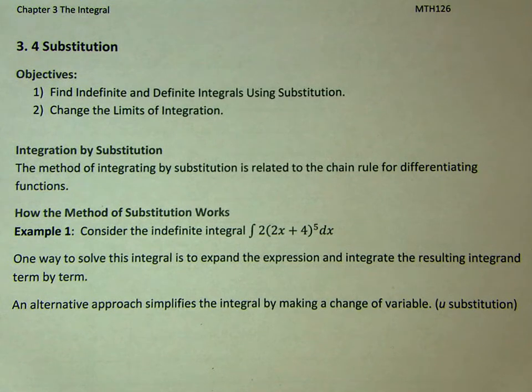Integration by substitution. The method of integrating by substitution is related to the chain rule for differentiating functions. How the method of substitution works. Let's look at an example.